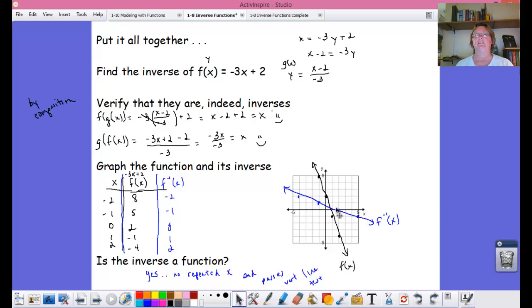And my answer to this is yes. Okay, there aren't any repeated x's in here, so you don't have to worry about that in the table. In the graph, yep, that passes the vertical line test. Any vertical line that we draw hits the blue graph just one time. All right, ladies and gentlemen, good lesson. We'll talk about it more in school tomorrow.